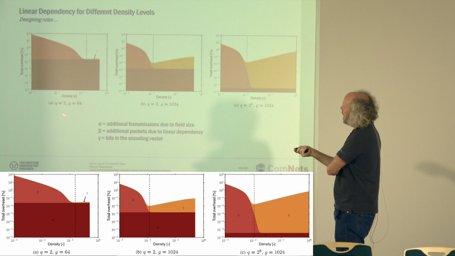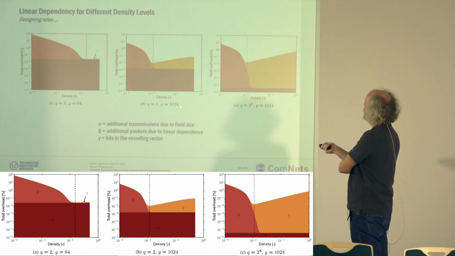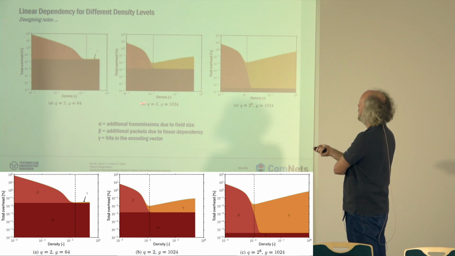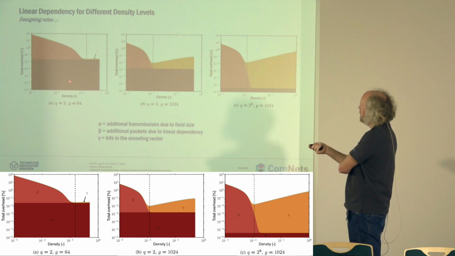Here we have a generation size of 64. Here we have a generation size of 1024. The same generation size we have here. Here is only the field size different, and here is the generation size different. And this is the code efficiency.